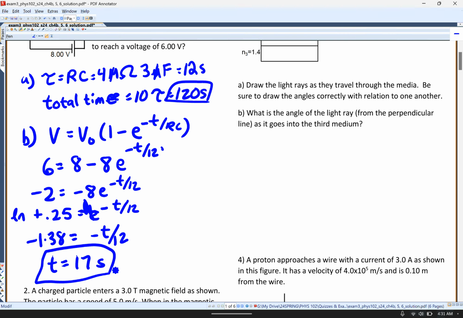So that's the answer. And that sort of makes sense. At least I know that it's less than the total time. All right, so now number 2.